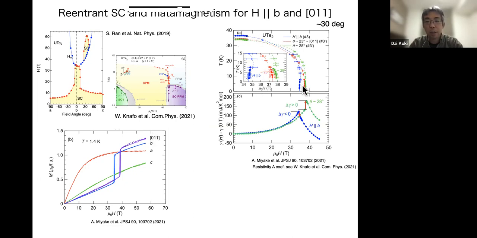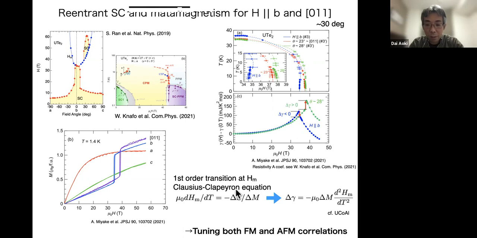So here is the temperature and field dependence of the phase diagram, and here is the gamma value as a function of field, analyzed through the Maxwell relation and the Clausius-Clapeyron equation, because this metamagnetic transition is a first order transition. So we can estimate how much the jump of the gamma value is through this Clausius-Clapeyron relation. We know the delta m, and we also know the second derivative of HM. So then we can get the delta gamma from the Clausius-Clapeyron relation.